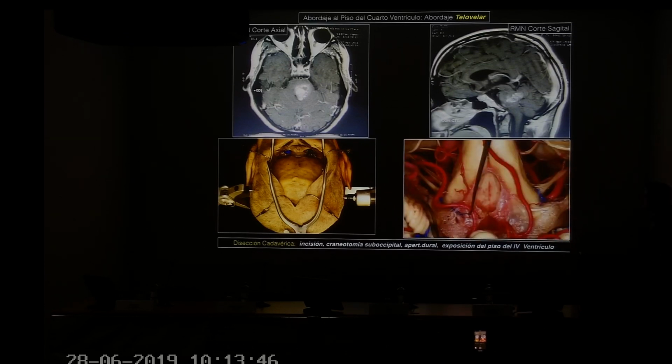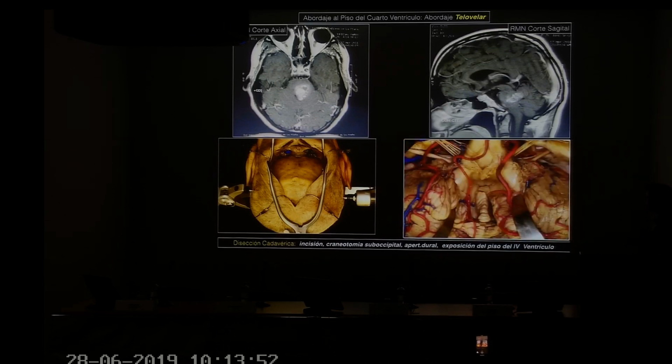You see choroidal plexus and fourth ventricle floor. Yesterday I showed you in the laboratory the same imaging. Here the lower part, here is the upper part. This is the aqueduct. This is the superior velum medullare. This is the superior cerebellar peduncle. One side, opposite side. This is the floor of the fourth ventricle.